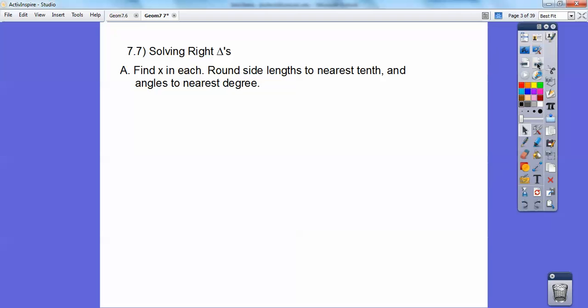So what we're going to do is find x in all of these triangles. Whatever piece of the triangle we don't have, we're going to find x. So find x in each. Round the side lengths to the nearest tenth and the angles to the nearest degree. Here's number 1.